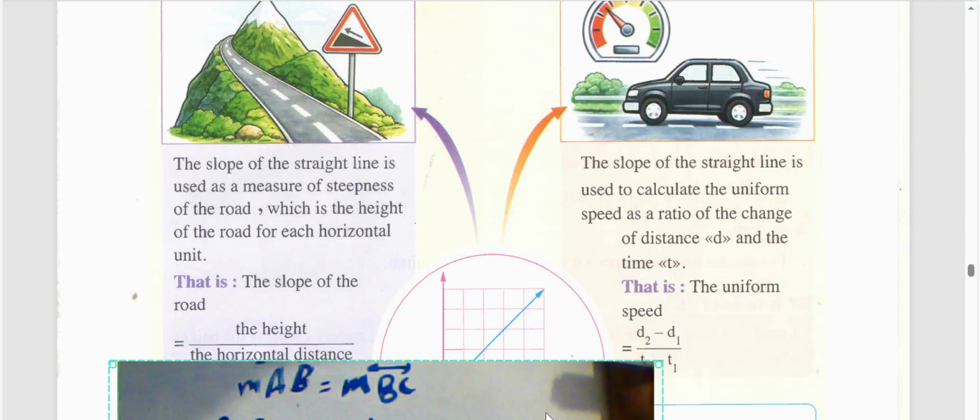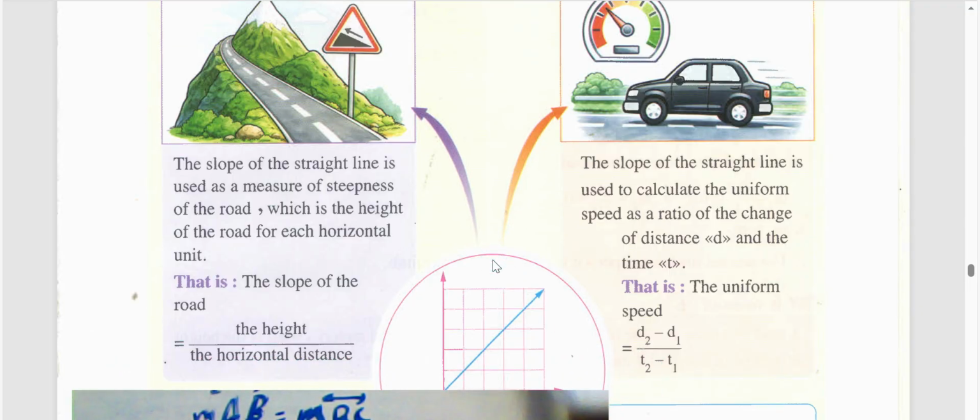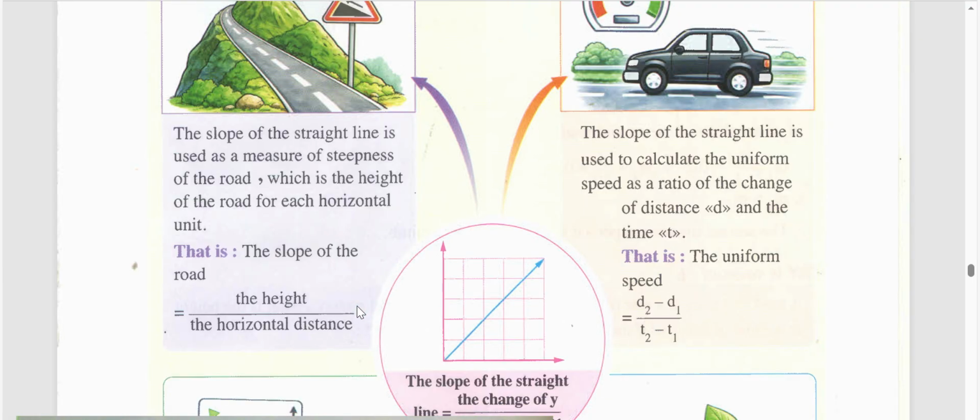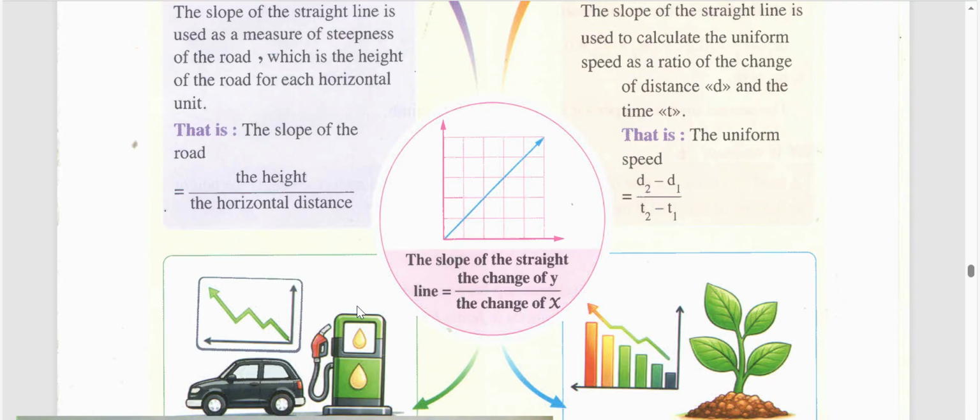You can compare between two speeds, 1 and 2. There is a difference between D2 and D1 and T2 and T1. We can find the velocity. Speed is the distance divided by time, and we get the velocity. The height divided by the horizontal distance gives us the slope of the road, the curve of the road, like this.